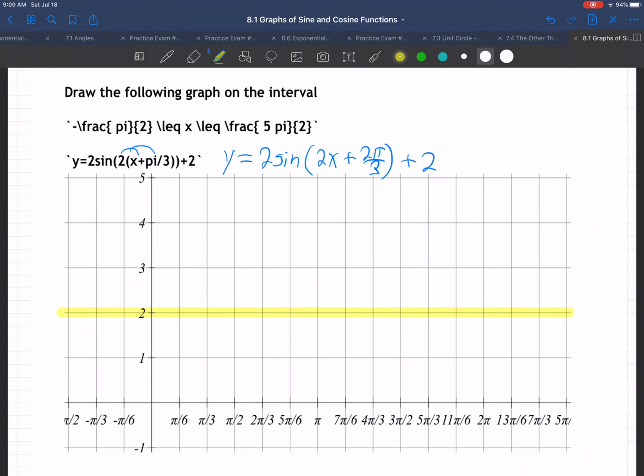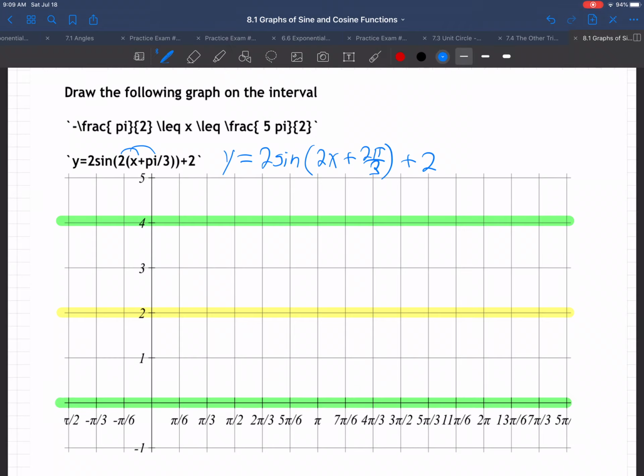So that'll be easy. Up here will be the top of the graph. That's 2 above the middle. And right here will be the bottom of the graph, 2 below the middle. So this is the top. This is the bottom. And this is the middle. Let's just leave it there. Top, bottom, middle of the graph.